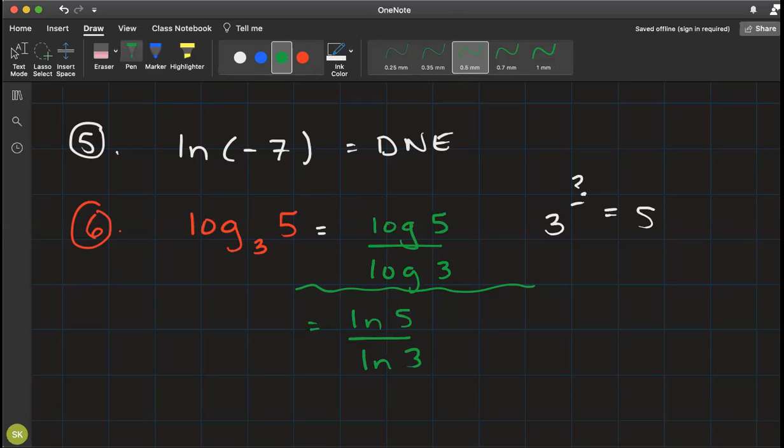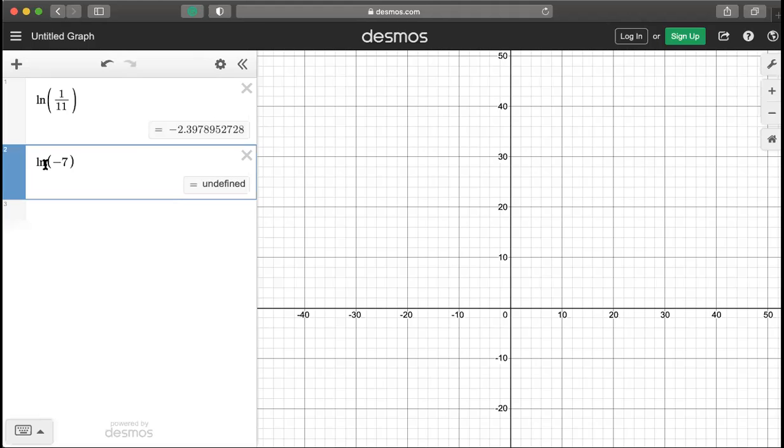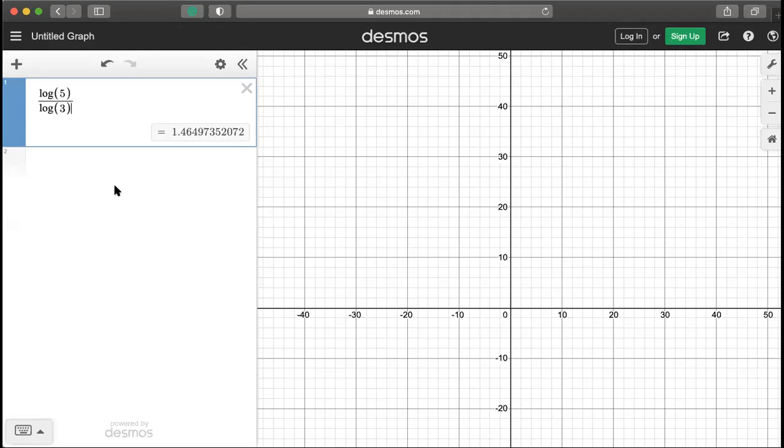So let's put that in the calculator here. So let me show you. If I do log of 5 divided by log of 3, I can put parentheses here if I want to. I get 1.4649. I'm going to write this out really pretty long. Okay. And notice what happens when I do ln. So ln of 5 divided by ln of 3, I get the same number.